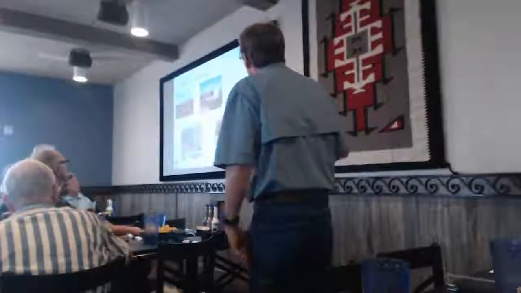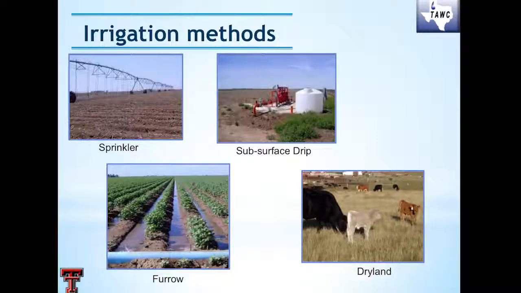And so now we have various irrigation systems that we are tracking and looking at which ones are most efficient for different kinds of crops. We do economic analyses on those, and so those are some examples of irrigation methods.